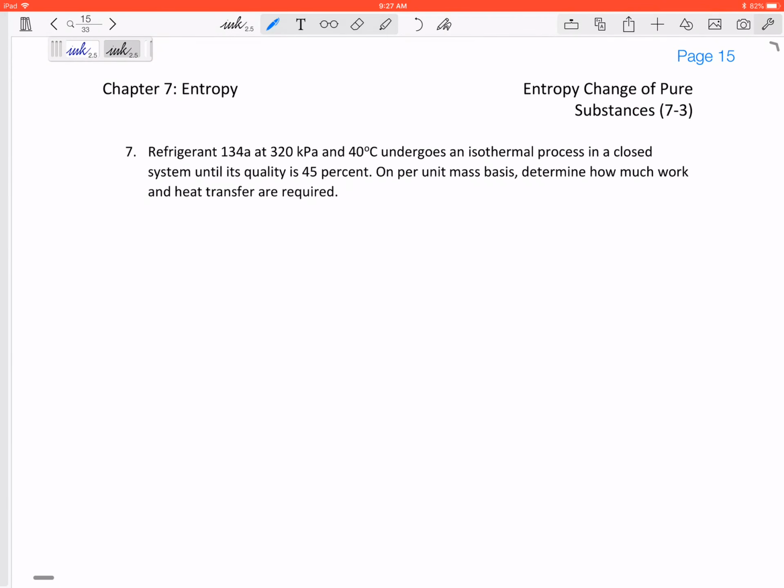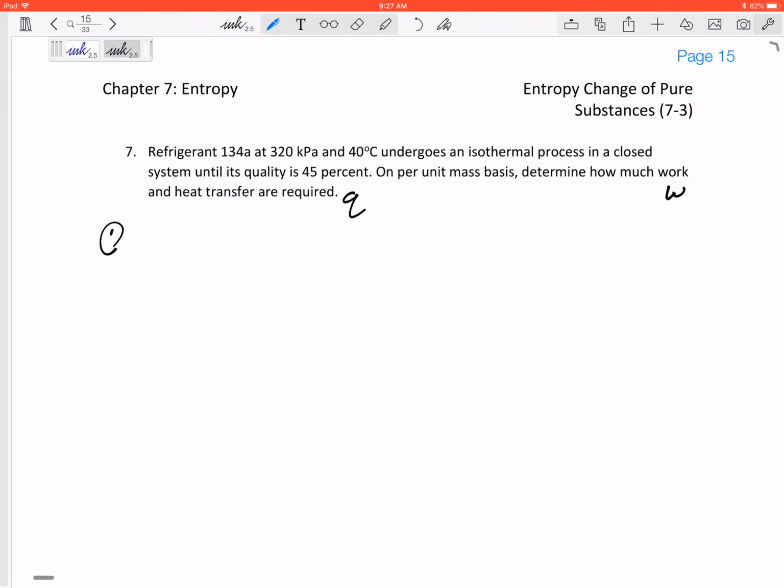And this last problem is on entropy changes of pure substances. Refrigerant 134A at 320 kPa and 40 degrees Celsius undergoes an isothermal process in a closed system until its quality is at 45%. On a per unit mass basis, determine how much work, lowercase w, and how much Q are required.